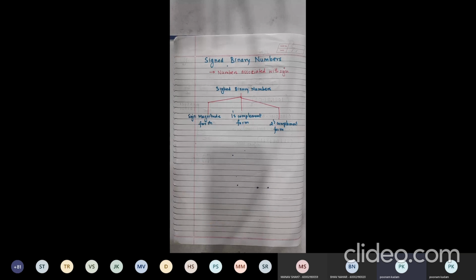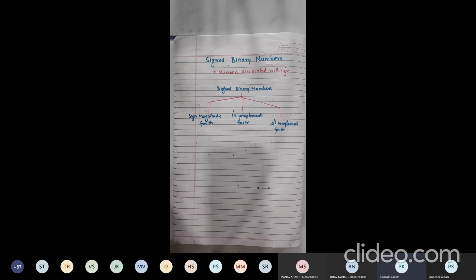So signed binary numbers, what are they? Basically, in the decimal number system, we use a minus sign or plus sign in front of the number to express the number either as a positive number or a negative number. This representation of numbers is known as signed number representation, which means when the numbers are associated with a sign, either a positive sign or a negative sign.